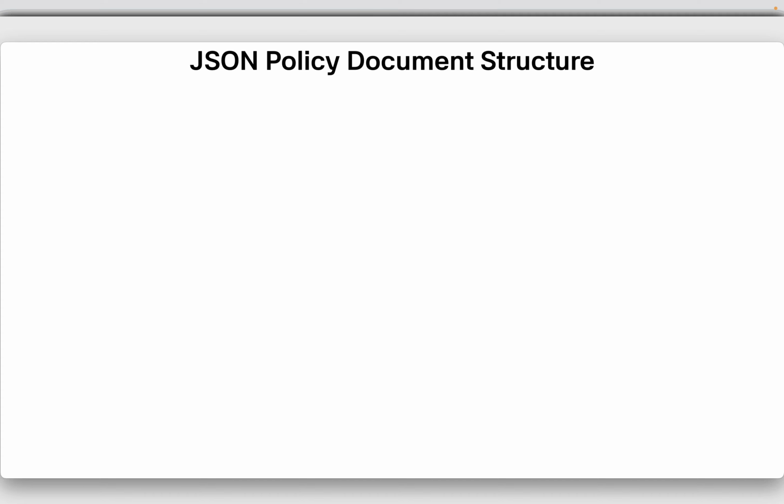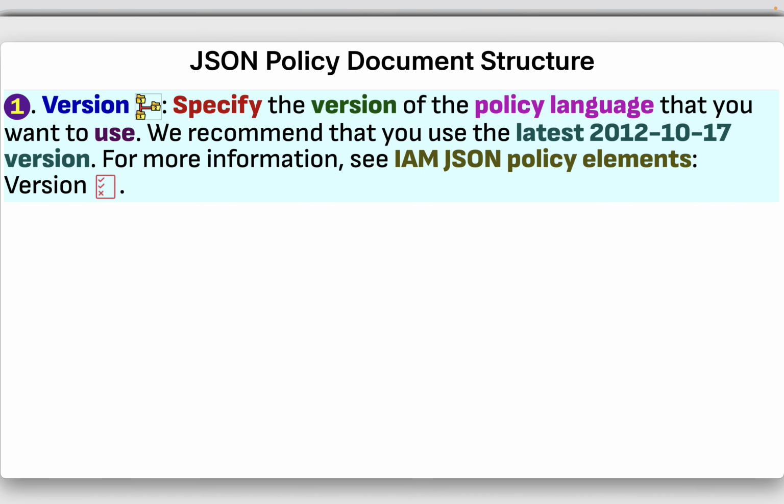So I'll quickly go through the JSON policy document structure. First we have version. This specifies the version of the policy language that you want to use, and it is recommended to use the latest 2012-10-17 version. You can check out the documentation for exact versions.